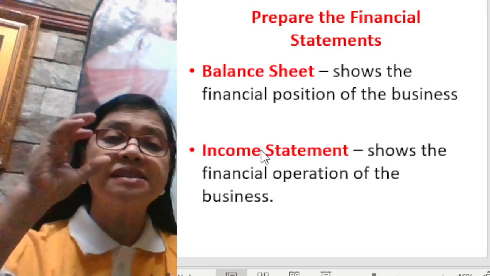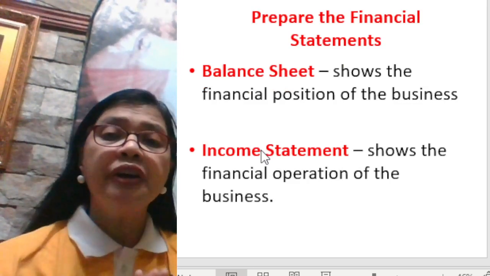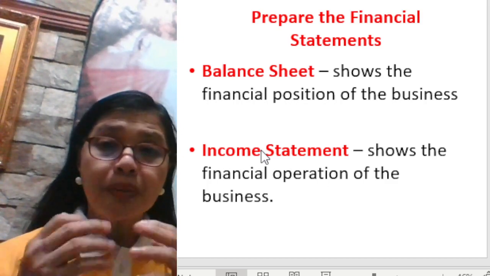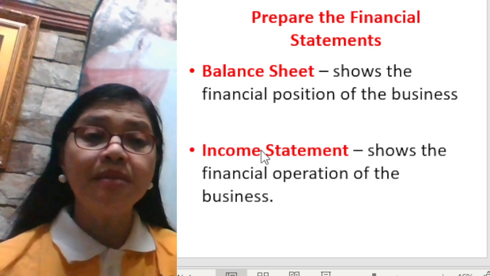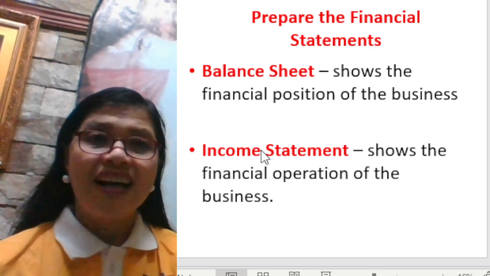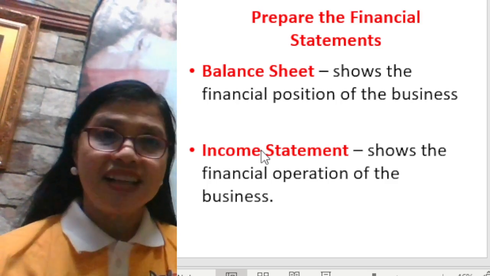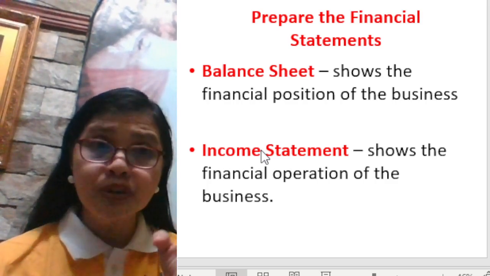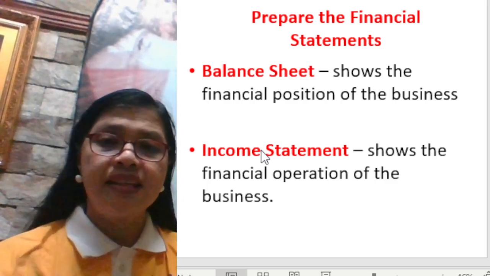Okay. So after preparing the journal entries and the ledger, now we can prepare the balance sheet and the income statement. But prior to your balance sheet and income statement, we will be preparing first a trial balance. Okay, that will be discussed next meeting. So I hope you have understood the rules on debit and credit.